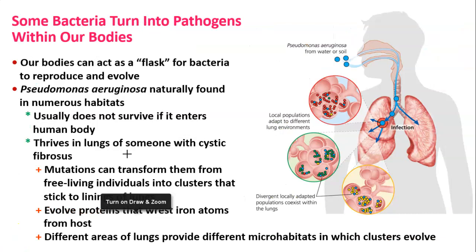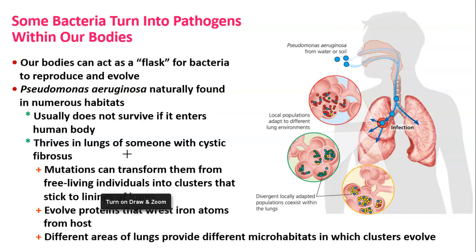So this section, some bacteria turn into pathogens within our bodies, is pointing out that when a particular microbe invades our bodies, it may not, in fact, be a pathogen. It may not, in fact, be a disease organism. But if it establishes itself in our bodies, then that environment within us may be favorable for certain mutations to increase in frequency due to natural selection, turning these creatures into pathogens within our bodies.